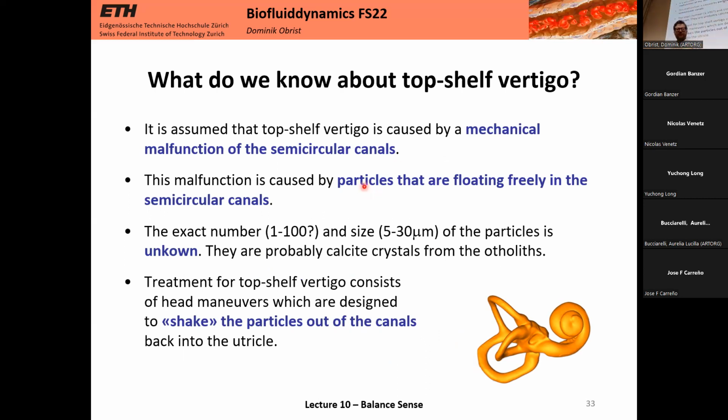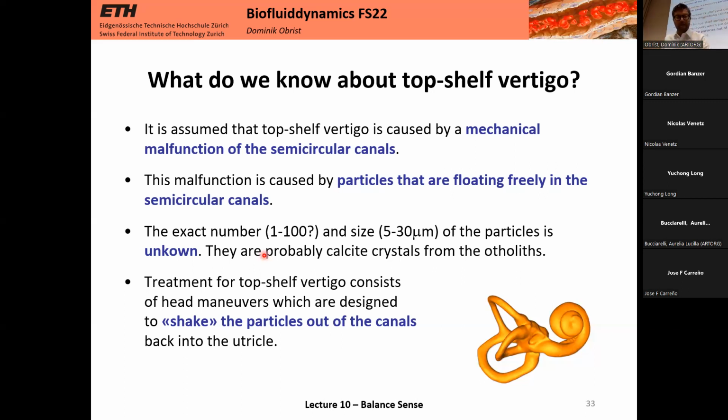These particles are floating freely in the semicircular canals. The problem for medical doctors is that they cannot see these particles. Why? First of all, they're really small, 5 to 30 microns, we think. And they're inside the inner ear, right? You cannot really access that. Imaging systems like X-ray cannot see it at that size. So there are 6 semicircular canals, 3 on either side. And you have a person who tells you they have vertigo, and where is it? Where are these particles now? How many are there? Is there one big one, or 10 small ones?